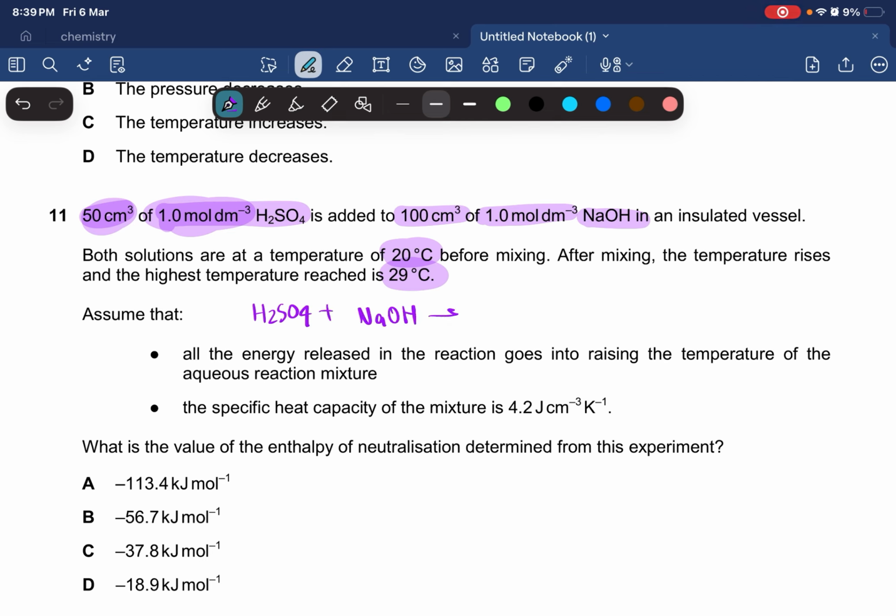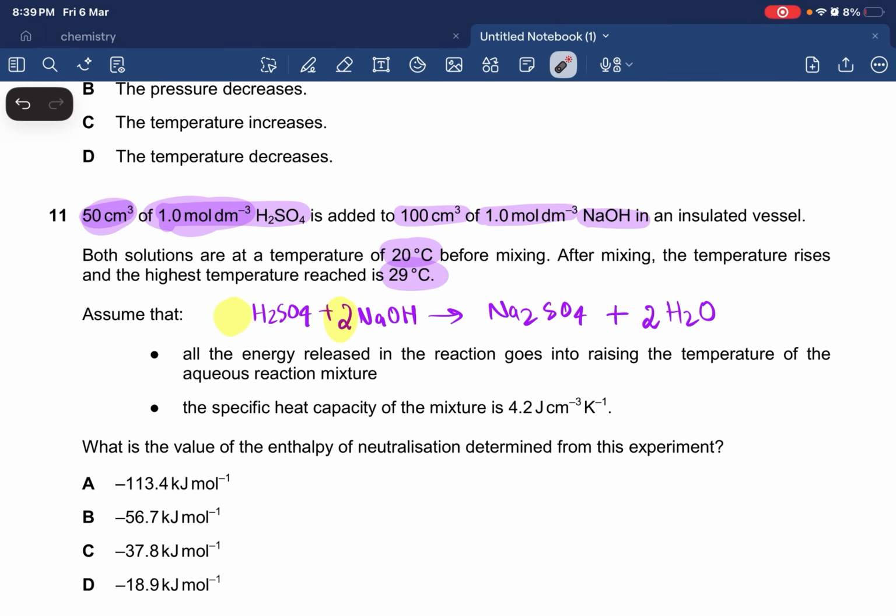We're going to form sodium sulfate, which is Na2SO4, plus water, right? And we're going to get 2 moles of this, and we're going to get 2 moles of water. That's a proper balanced equation. From this, we can easily figure out that 1 mole of sulfuric acid reacts with 2 moles of sodium hydroxide.